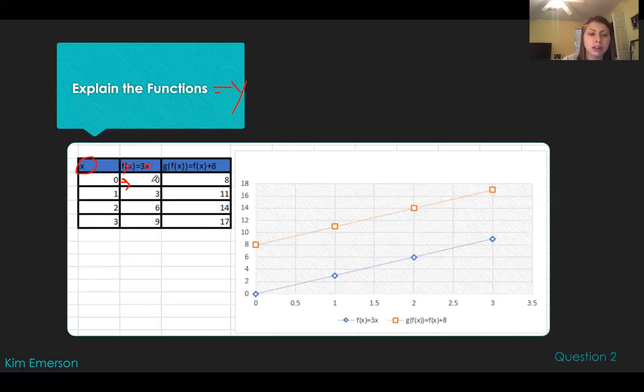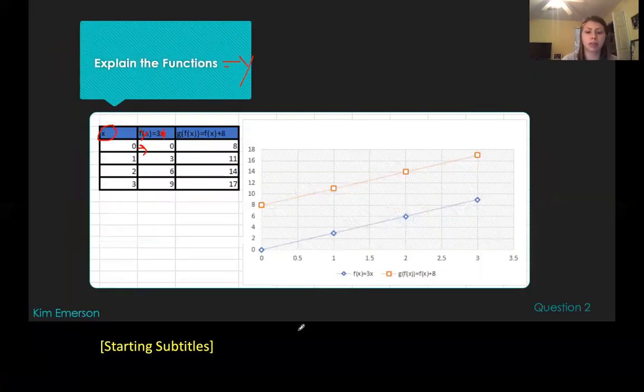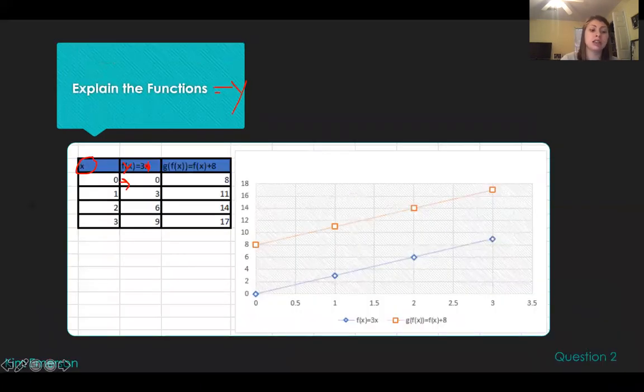3 times 0 is 0. And then that could just be continuous. 3 times 1 is 3. 3 times 2 is 6. 3 times 3 is 9. So it looks a little complicated, but really, it's actually fairly easy. So let's look at the next chart.